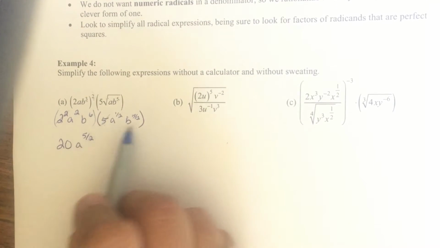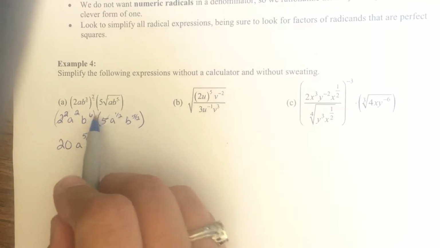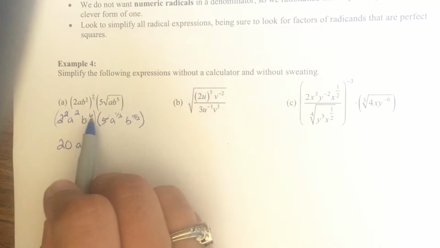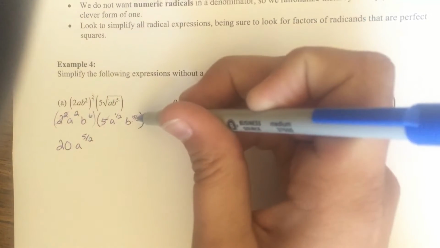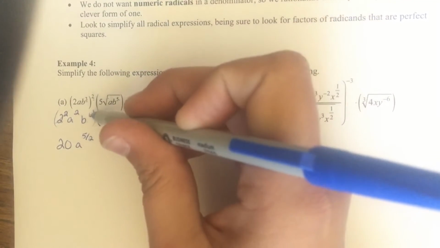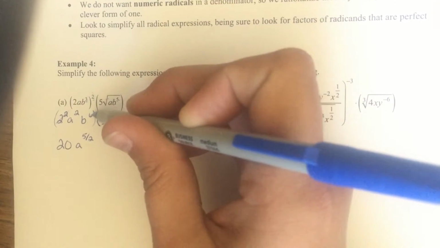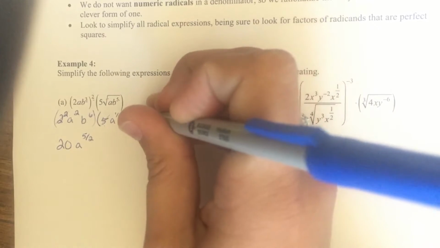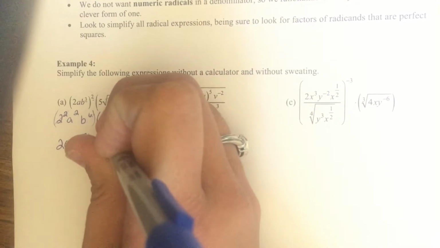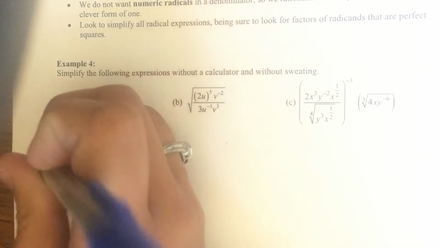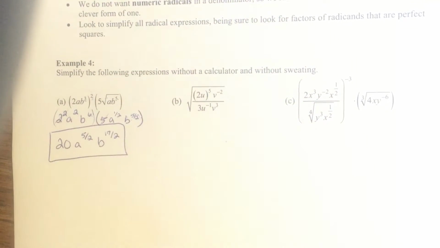Okay? Then we're going to do the same thing with b. Well, b, we need common denominators. So this is really 6 over 1, right? And 6 over 1, I need to make it be over 2. So that's 12 over 2. If I have 12 over 2 and 5 over 2, that's really 17 over 2. So this is b to the 17 over 2. So it should look something like that as your final answer.